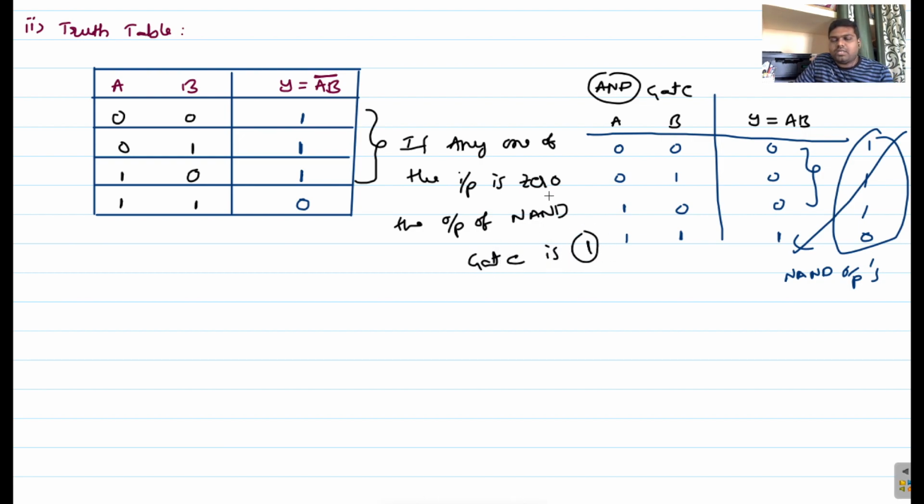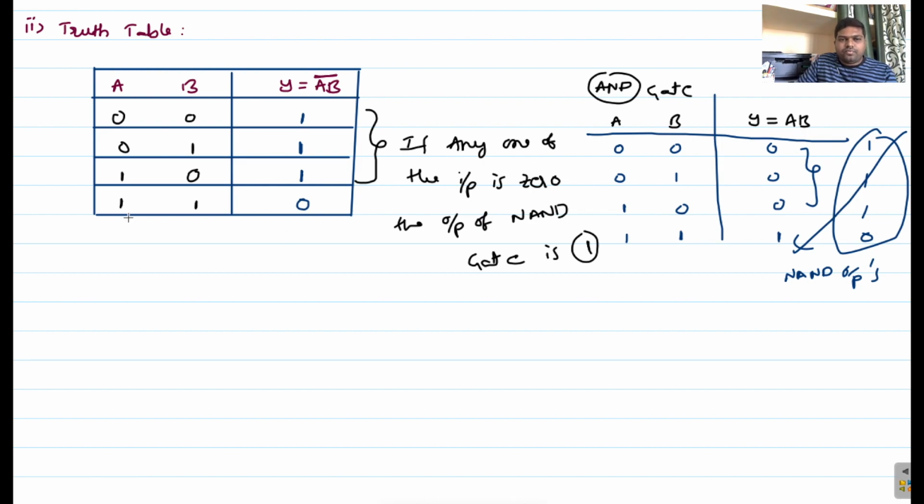In the previous case what happened? If you take an AND gate, if any one of the inputs is 0, the output will become 0. But in a NAND gate, NAND is the inversion of that AND logic, right? So if any one of the inputs is 0, the output of the NAND gate equals 1.